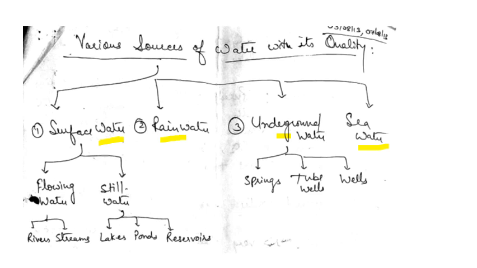Surface water can also be divided into flowing water and still water. Flowing water continues to flow, like rivers and streams, and still water is the standing water, like lakes, ponds and reservoirs. Underground water can be divided into three. Springs are one kind of underground water, and the tube wells, they are stored inside the earth.